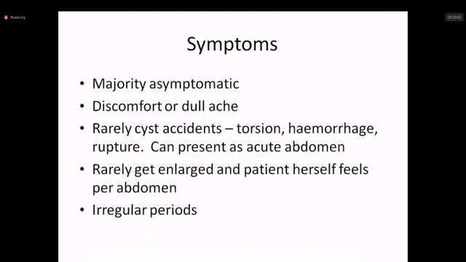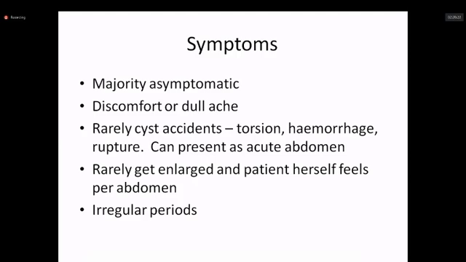Symptoms, if at all: the majority, as I said, are asymptomatic. Very few people, a minority, will have a little discomfort or dull ache, but they ignore that. If you have a little discomfort in the abdomen, you just ignore it. However, they can be symptomatic if they undergo what are called cyst accidents. Cyst accidents are torsion, hemorrhage, and rupture.